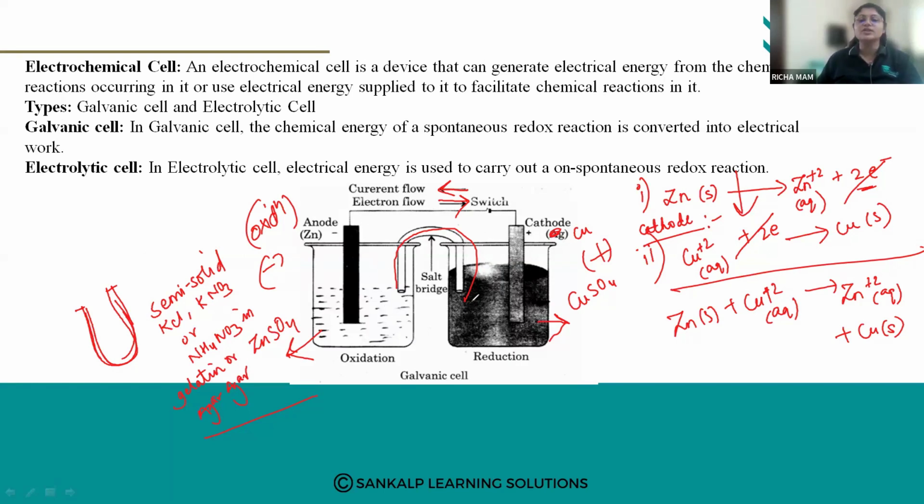So what is the role of this salt bridge? It helps in preventing the liquid junction potential and the intermixing of electrolyte. Okay, so this is about the Daniell cell. Is it clear? Okay, so very important, Daniell cell.